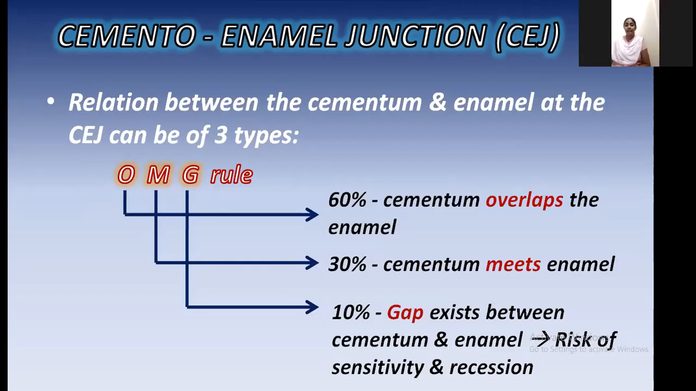This 10% gap has the risk of sensitivity and gingival recession. This is a very important and often repeated MCQ. 60% cementum overlaps enamel, 30% cementum meets enamel, and 10% there is a gap between cementum and enamel. These are the only three types of relation between cementum and enamel, so kindly remember them.